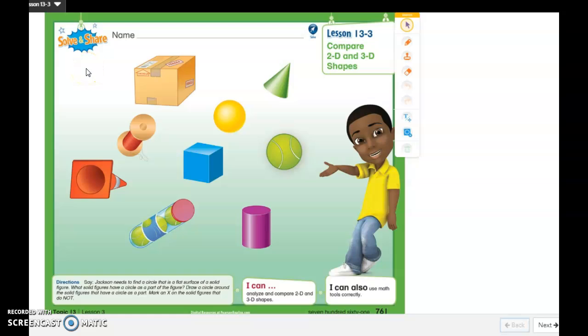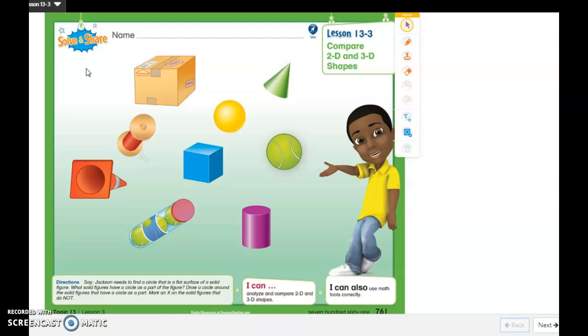Good morning. Happy Monday. We're on lesson 13.3, and it's called Compare 2D and 3D Shapes. But really, at the heart of what we're going to be doing today, boys and girls, is we're looking at our 3D shapes, and we're looking to see what flat sides they have, what flat surfaces they have, and what shape those flat parts are. So, say hi to Jackson there in his lovely yellow shirt.